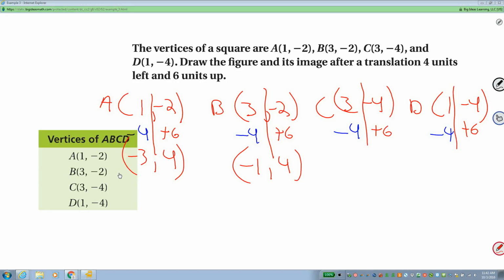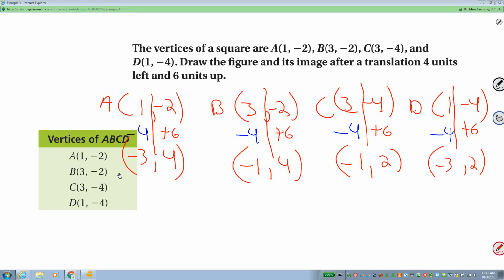Next one, we have 3 minus 4. Negative what? 3. -1. -4 plus 6. +2. And then finally, 1 minus 4 would be -3. And -4 plus 6 is 2. There are your new coordinates for that spot.